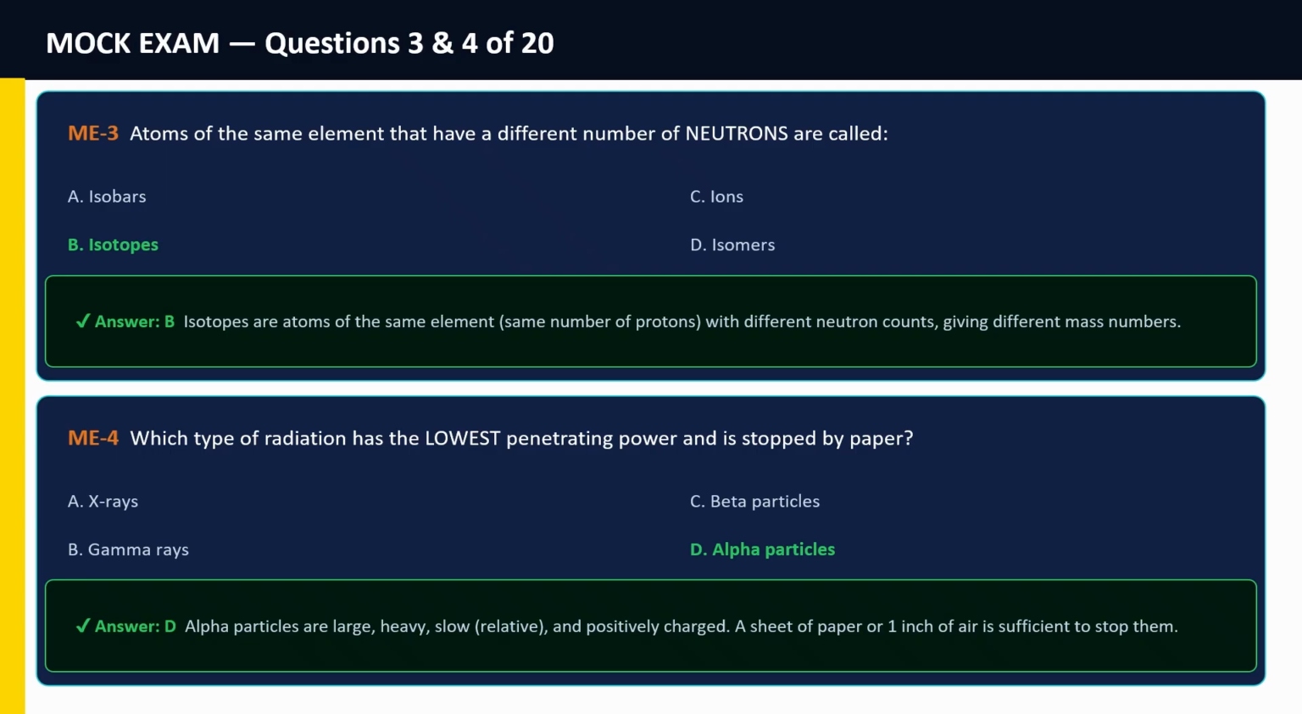This is a good example of why understanding the physics is better than memorizing an answer. If you remember only alpha equals paper, you can answer one question. If you understand why alpha has low penetration, you can answer many different questions about shielding, biological effects, and radiation behavior. That is the level 3 approach: understand the mechanism, then use the mechanism to derive the answer.